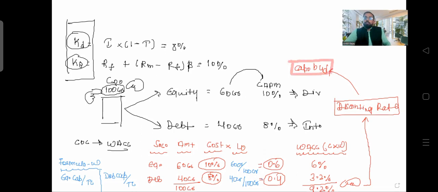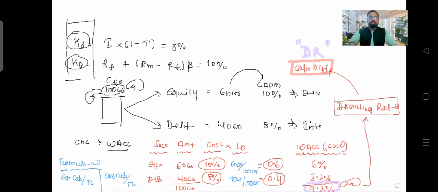Whenever we learn this chapter, we will be using the discounting rate every time, and we can derive the discounting rate with the help of the weighted average cost of capital. This is also known as the discounting rate, and WACC is one of the most important concepts because I will be using it every time. Is this concept clear? I will be taking more examples so you will get more clarity.